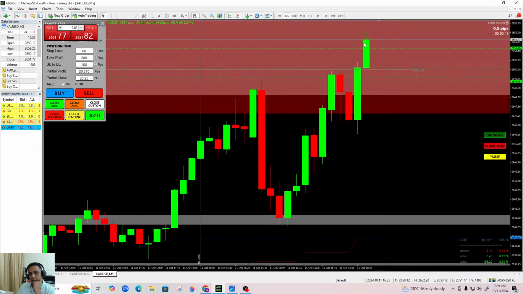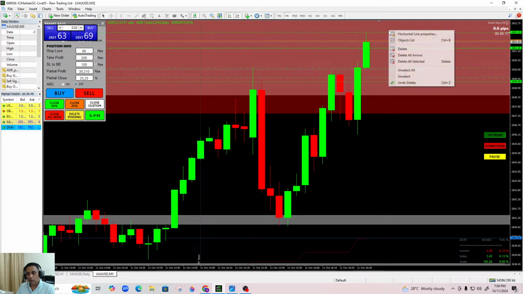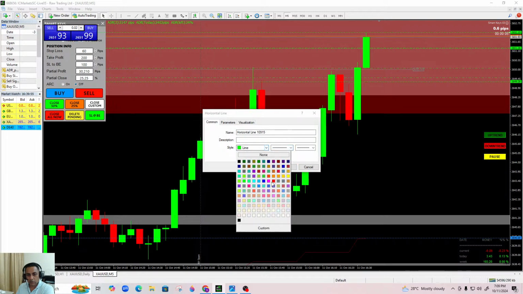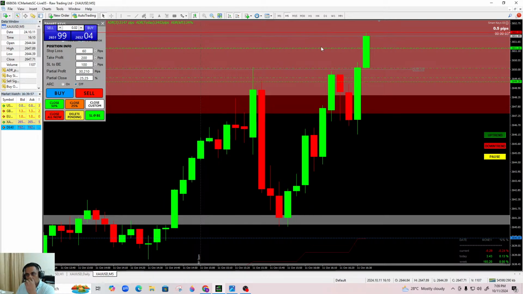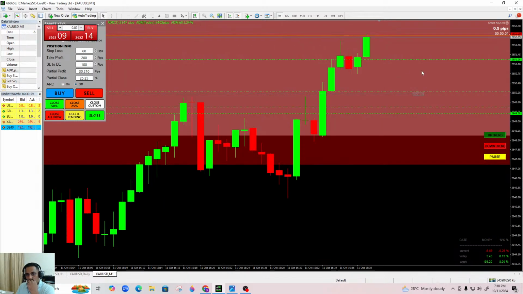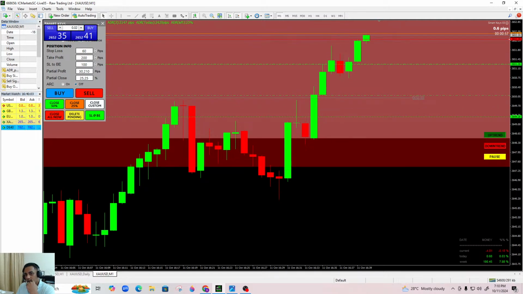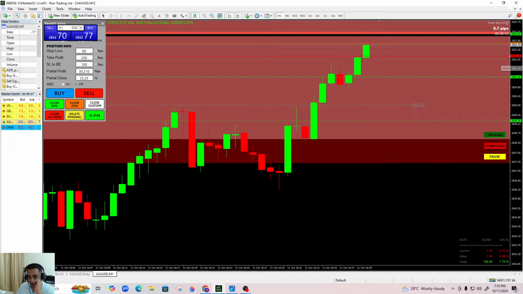Yeah, once this 5-minute closes here, the next one should break the high. So this high is 220, 20. Yeah, should break the high. Okay, that's it. Manage risk.